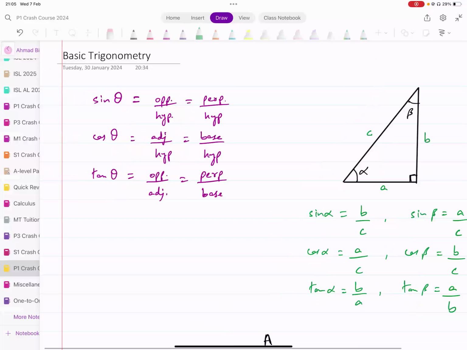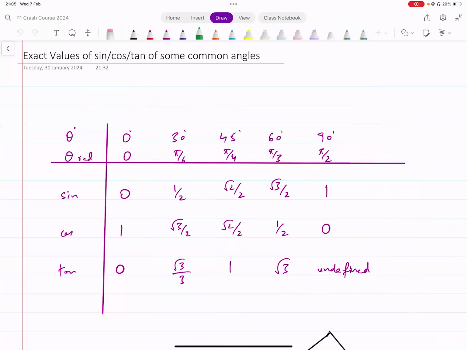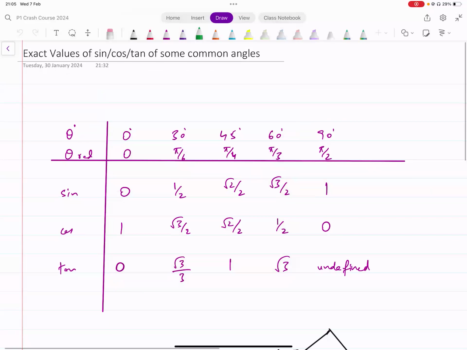In the last topic we also saw that you have exact values for some common angles: 0, 30, 45, 60, and 90. You can do this on your calculator, but when one of these angles comes, a lot of times you need to use their exact values like this.